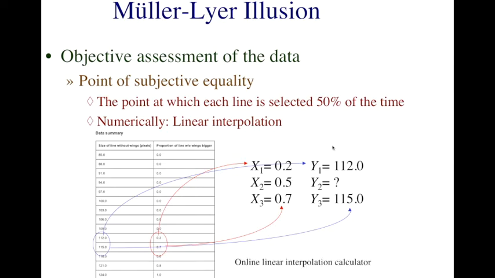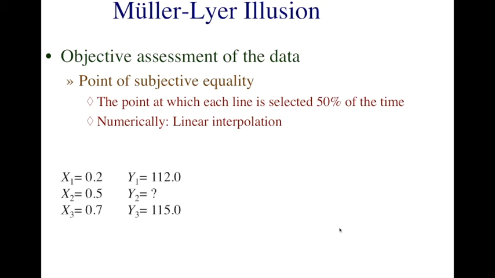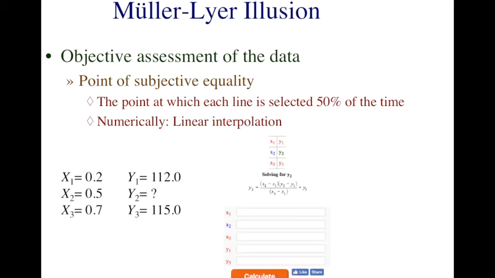To help you calculate that, you'll find in the lab document a link to an online linear interpolation calculator. Determine these values, x1, x2, x3, y1, and y3 from your data, and then take that to the online linear interpolation calculator. What you'll find when you get to that web page is something that looks like this. Simply put in your values, x1, x2, and x3, y1 and y3, hit calculate, and it will give you the value for y2. That will be the point of subjective equality.